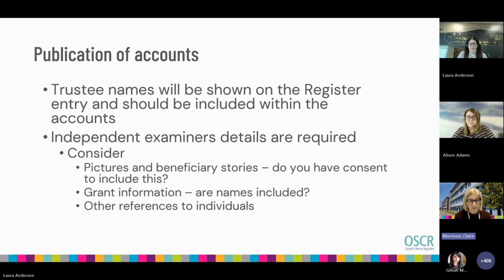We will build up a publication database where we show the 5 most recent financial years of charities' accounts. So as we go through the publication process, we will start to build up 5 years of publication. And we will publish the accounts exactly as you send them to us, without any redactions or any checking by us. The responsibility rests with the charity to ensure that the accounts are ready for publication and that they have the necessary consents for any personal data which is contained within those accounts.